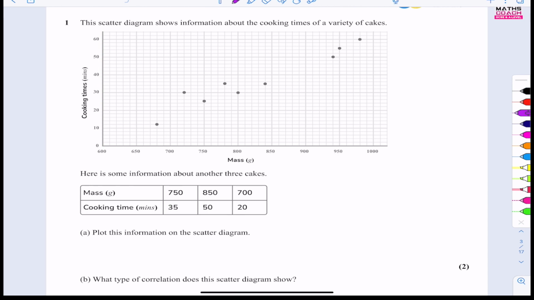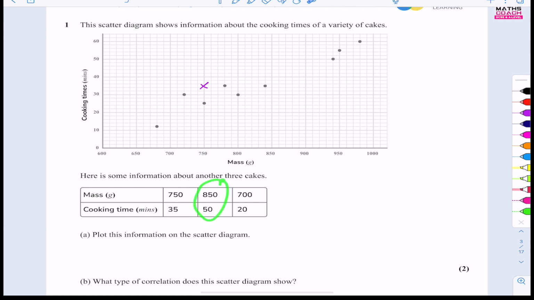So if you do the first one, 750 is the mass and the cooking time is 35. So you find 750 here and you go and find 35 here. So 35 will be halfway point between the 30 and the 40. That will be right there. So we can put a mark right there. So 750 and 35 right there. Okay. Next one is 850 and 50. So once again, you go and find where 850 is. It's right there. And you're going up to 50. So you're going to mark it right there. Okay. There you go. Next, 700 to 20. So go and find 700. 700 is here and 20 right there.